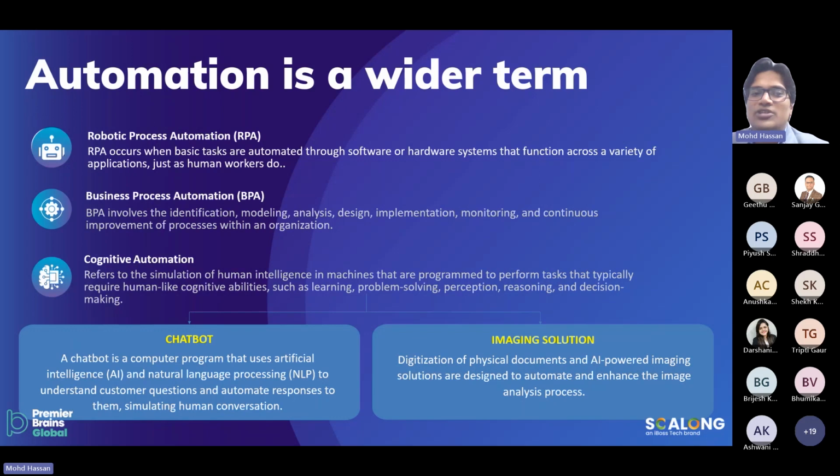Now, automation is quite a wide term. It is being used a lot day in and day out. So what is automation? There could be different types of automation. It could be robotic process automation, business process automation, or cognitive automation, under which we can classify chatbots or imaging solutions. For chatbots, we have a new kind, like conversational AI based on generative AI. So we may be familiar with the likes of Google Bard or ChatGPT.